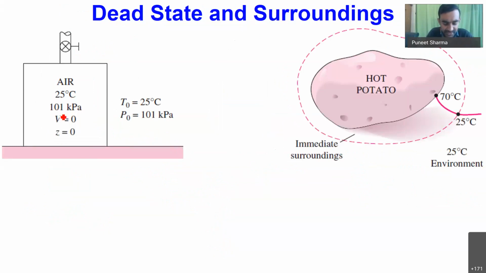In the case of dead state, I told you that if the conditions of my system, its pressure, temperature, velocity and potential head, are all equivalent to those of the surroundings, in that case we call our system as having reached the dead state.